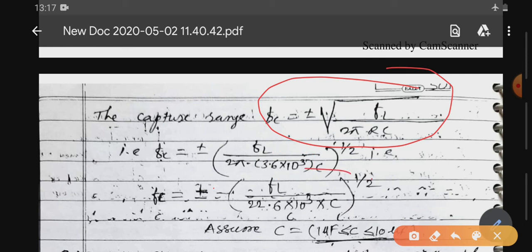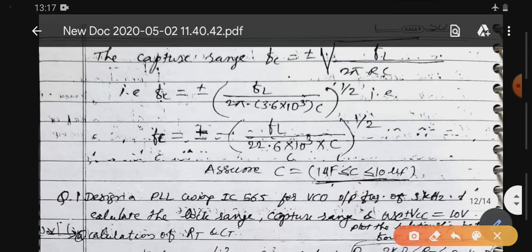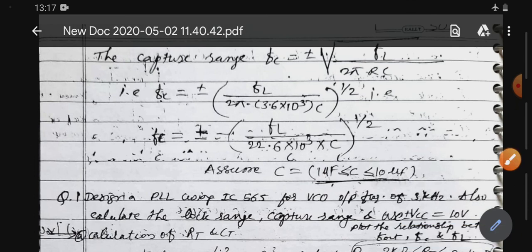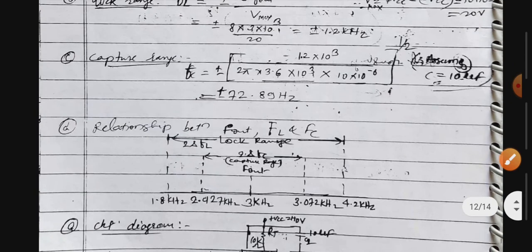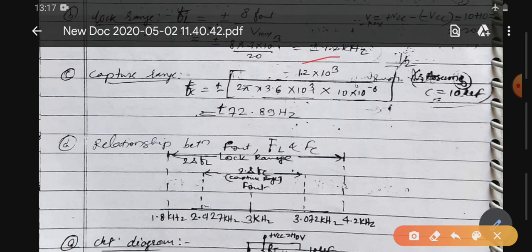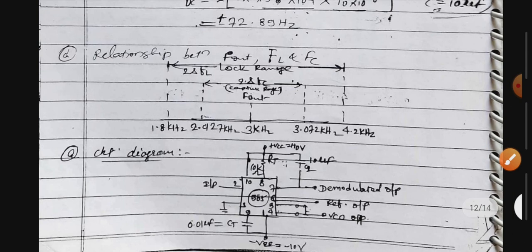Finally you can keep in mind this one, FC is equal to plus minus the square root of FL divided by 22.6 into 10 to the power 3 into C, where there are some guidelines to select the capacitor value, like C can be selected between 1 microfarad to 10 microfarad. By keeping the values here, FL, then 2 pi into the fixed internal resistor 3.6 kilo ohm, and the capacitor value which we have selected as 10 microfarad, you will get the FC capture range equal to plus minus 72.89 hertz.